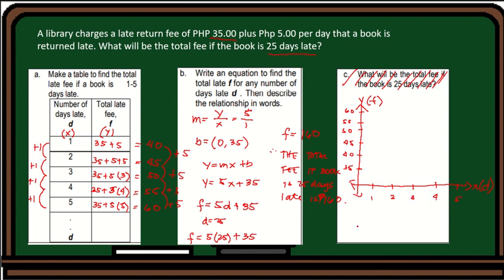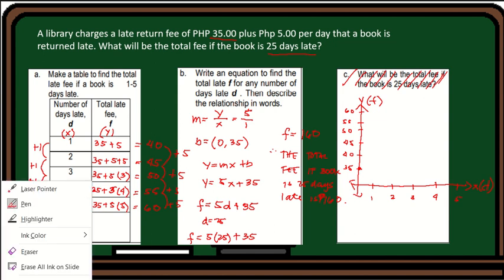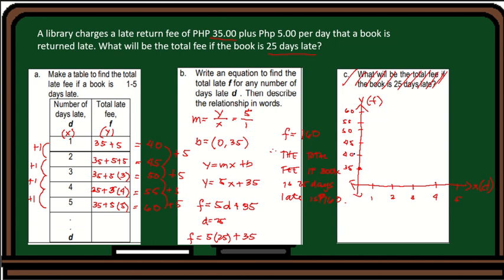Now, to graph this, the table will serve as your ordered pairs. Our first ordered pair is the b, or the 0 and 35, because there are no days yet, you are not late in returning the book, but you pay 35 pesos right away. So, this will be your first ordered pair. Let's use another ink so we can really see our graph. This is the first ordered pair, the 0, 35.